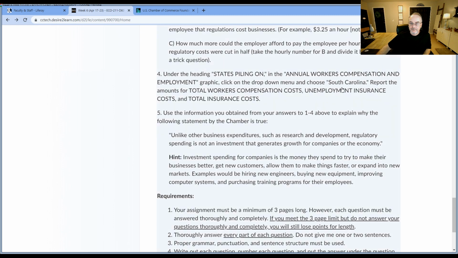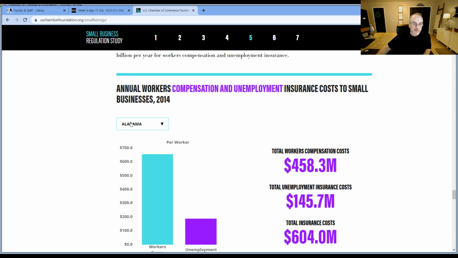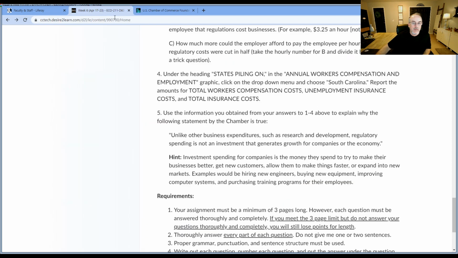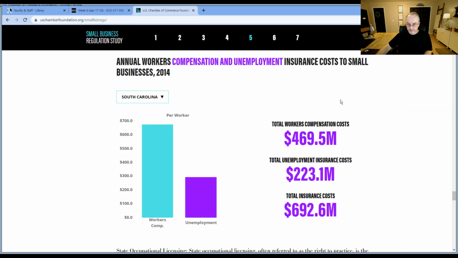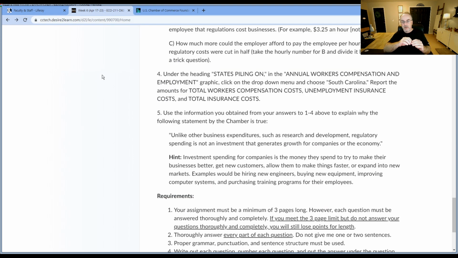What am I supposed to do here? Choose South Carolina. All right. So right here, see this drop down? Let's go to South Carolina. Right there. All right, now report the amounts for total workers' compensation costs, unemployment insurance costs, and total insurance costs. So those are these 3 right here. And you can see it right here in the video. But you need to report those. All I want you to do is just say, total workers' compensation cost equals dollar amount. Unemployment cost equals dollar amount, okay? You don't have to write it in a paragraph.